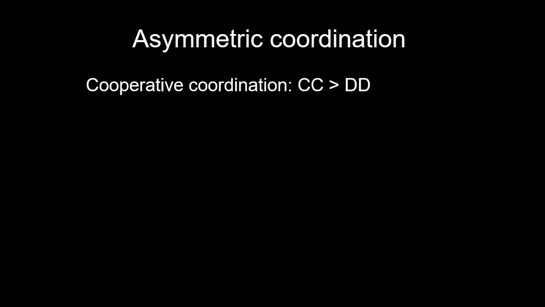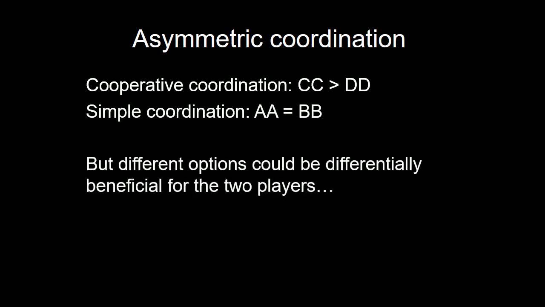So as I said, we define cooperative coordination by saying that the payoff of mutual cooperation is better than mutual defection, and in simple coordination, it doesn't matter, the payoffs are equal. But in the asymmetric case, it could be that it's better to coordinate, but the two different players have different payoffs depending on which of the two choices they coordinate on.